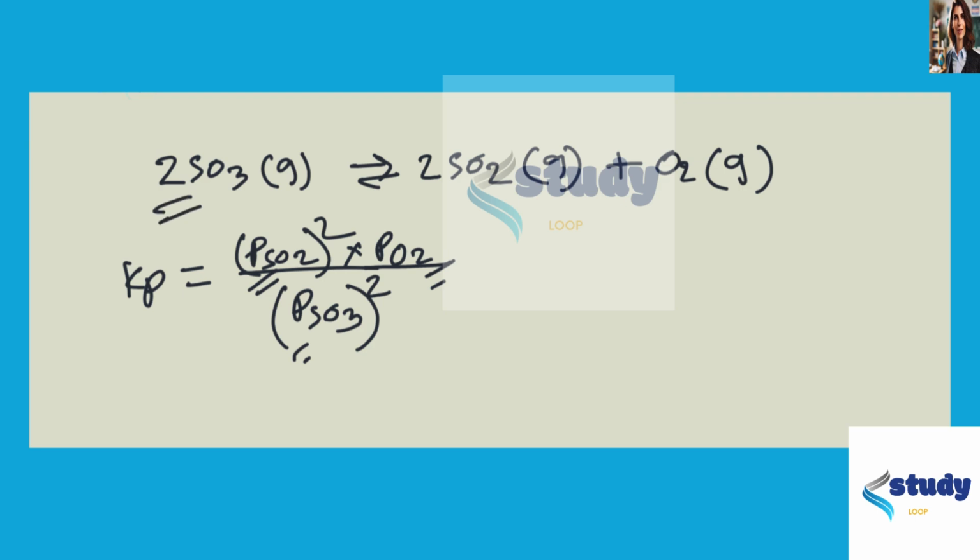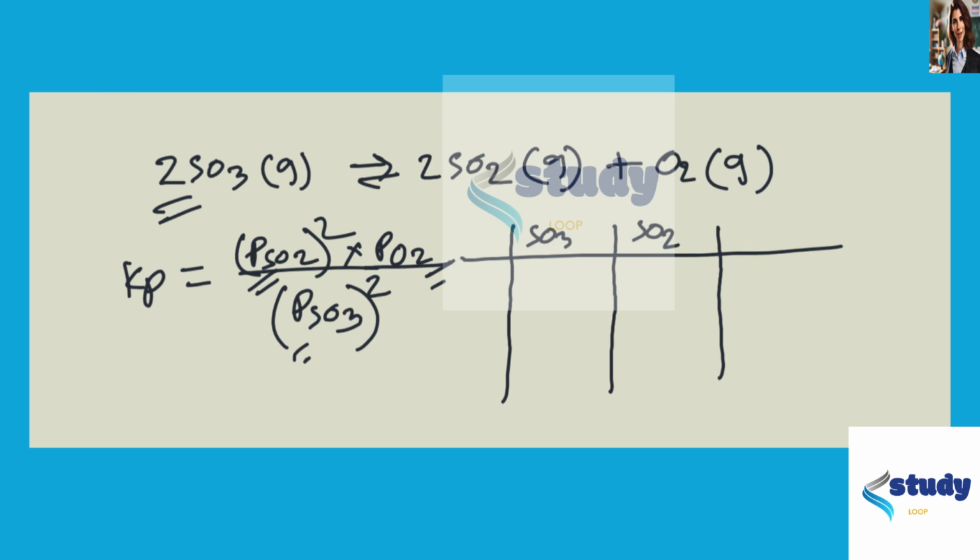From the balanced equation we can set up an ICE table for this reaction. The ICE table has SO3 as the reactant, then SO2, and O2. The initial pressure for SO3, which we have just calculated, is 0.937 atm. For SO2 and O2, since they are products, the initial pressure will be 0.